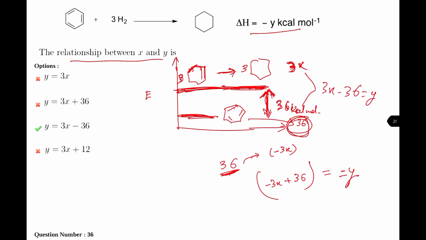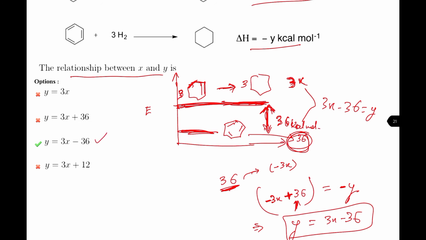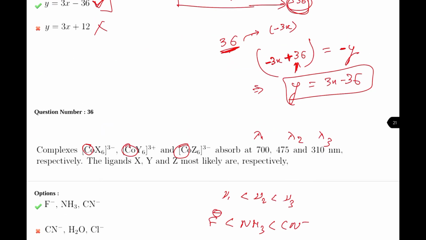So if I am talking in terms of released, it will be minus, and if I am talking in terms of giving, it is plus 36. So I have taken this convention that if you are giving, then it will be positive, if energy is released, then negative. So if you solve this, simply y equals 3x minus 36, which anyway seems right from common sense. So this is definitely a wrong option. Out of this you can simply get the answer.